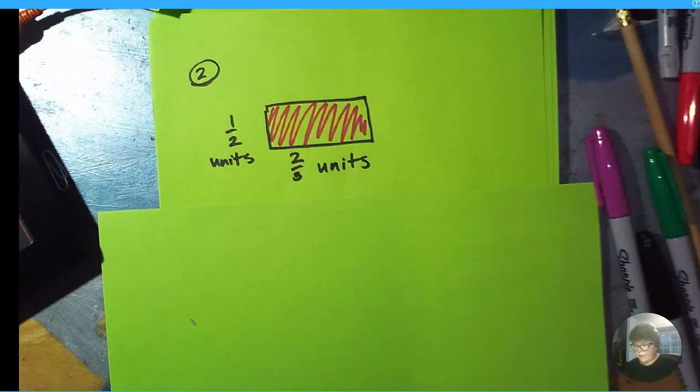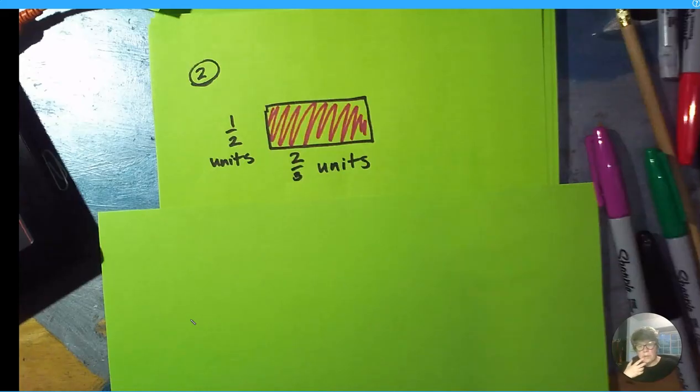All right, here we are in number 2 in your book. This is video 3 of lesson 10, module 5. And here's what you can see in your book. It looks very much like this. 1/2 units and 2/3 units. What do we do with that? How are we going to find the area of that?